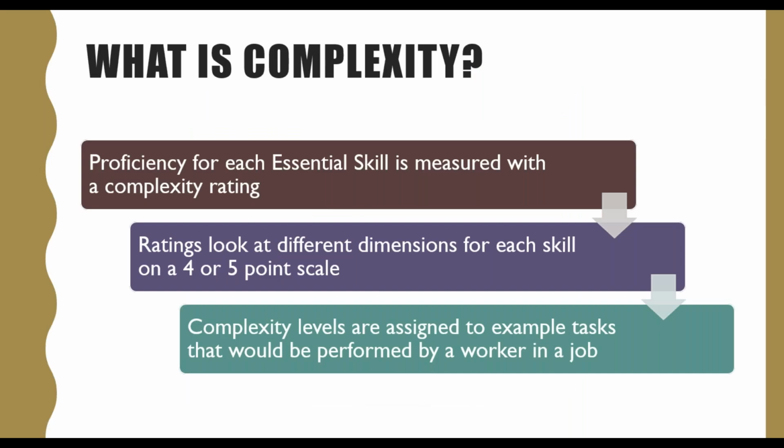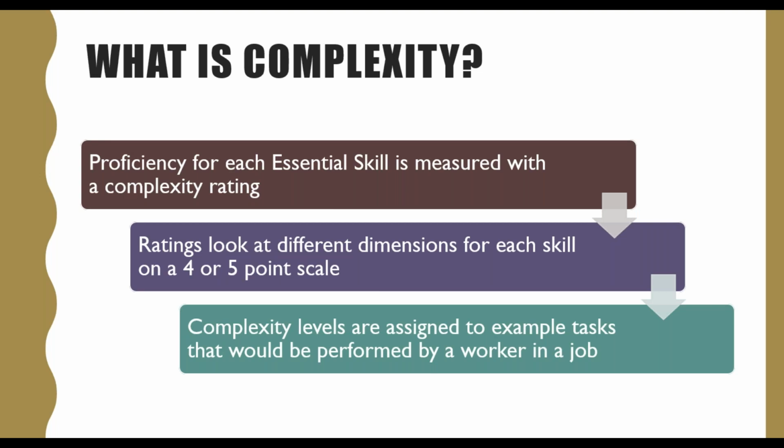So we're going to talk now about complexity. Complexity is key in the essential skills scales. So we measure proficiency in each essential skill with a specific complexity rating. The ratings were developed to identify the difference in skill requirements among occupations and the underlying constructs applicable to learning strategies. And we'll talk a lot about this as we move through each of the essential skills. So the complexity ratings consider different dimensions of the skill on either 4 or 5 point scales, generally, integrating information into a single number to provide an overall rating.